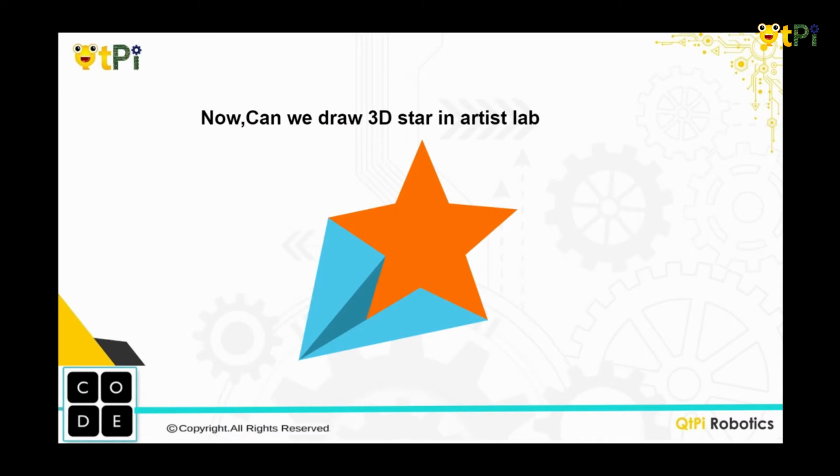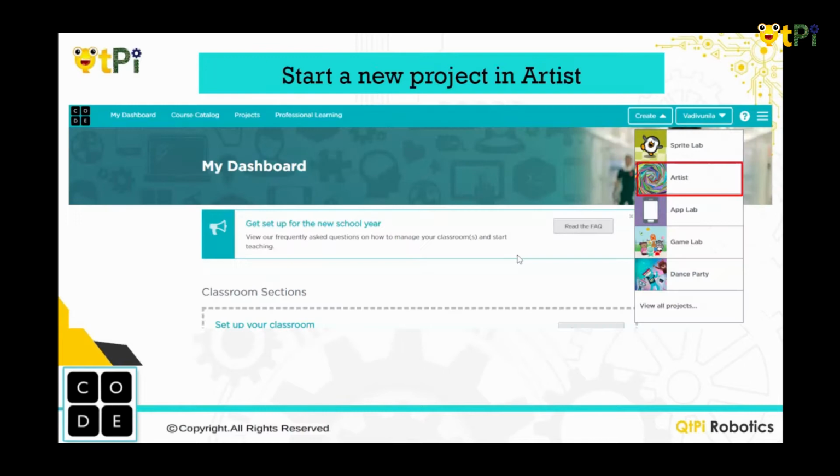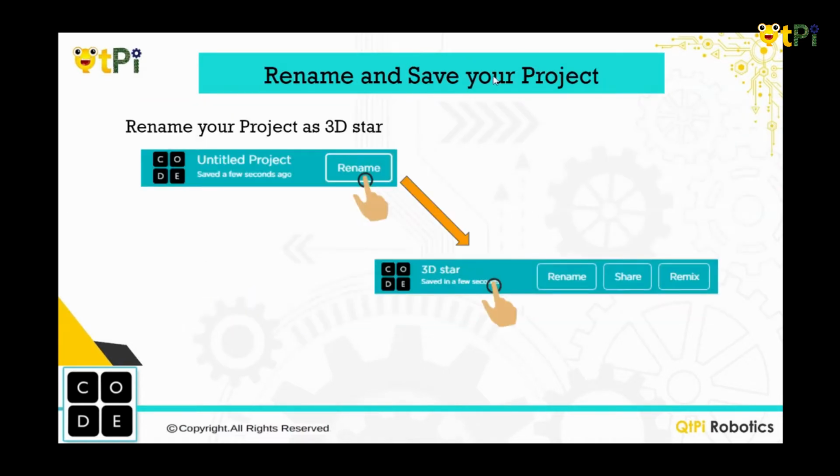Okay, now can we draw a 3D star in Artist Lab? Let's see whether we can draw or not. Let's get going. Log into code.org, go to Artist Lab and rename your project as 3D star.